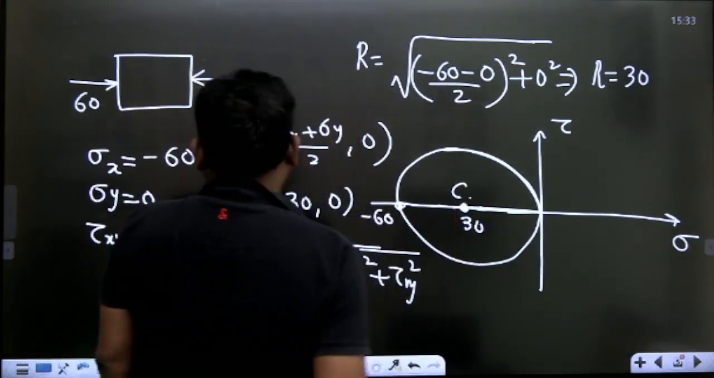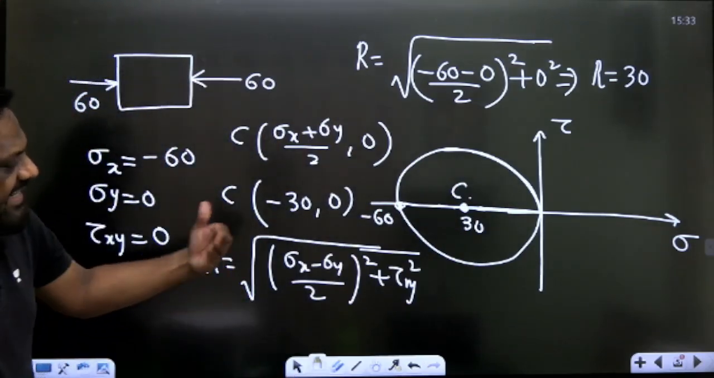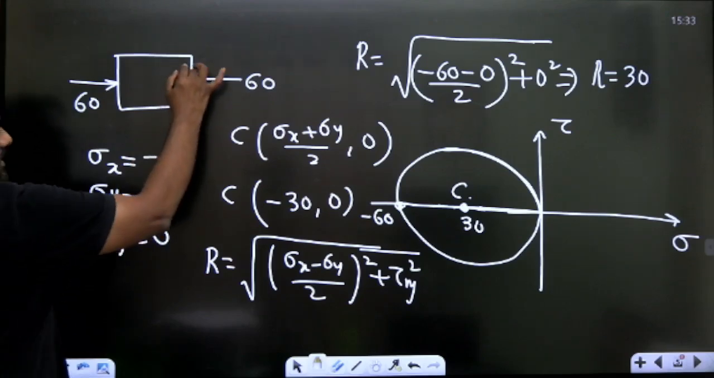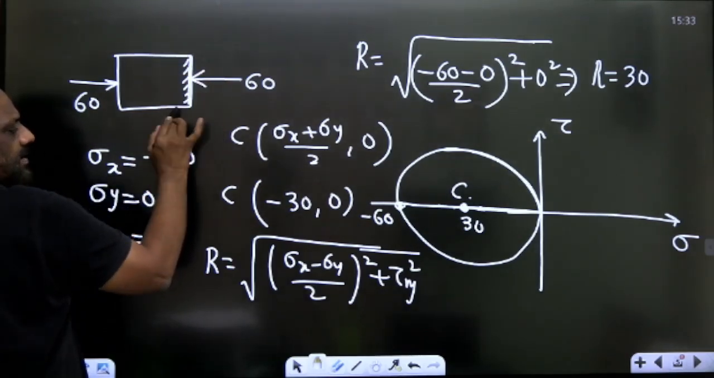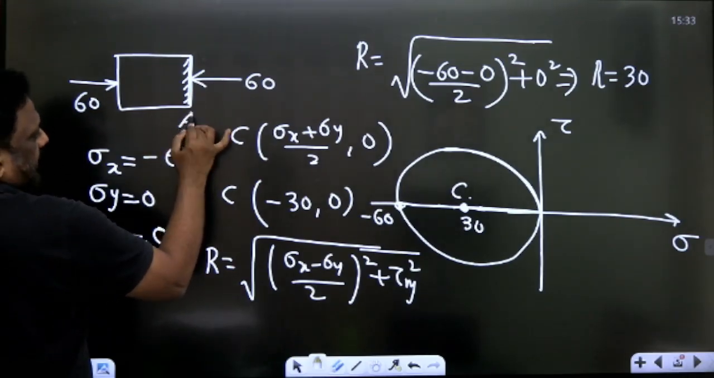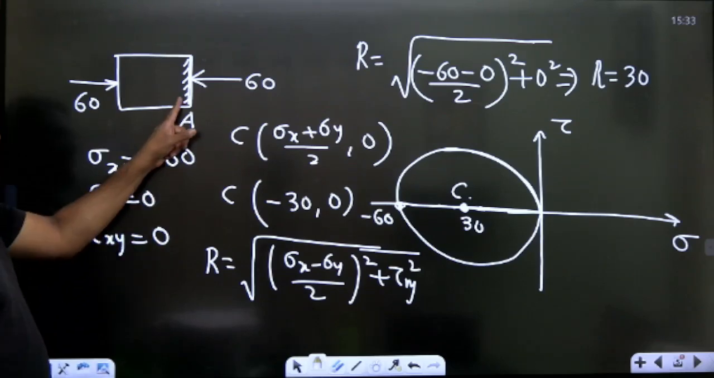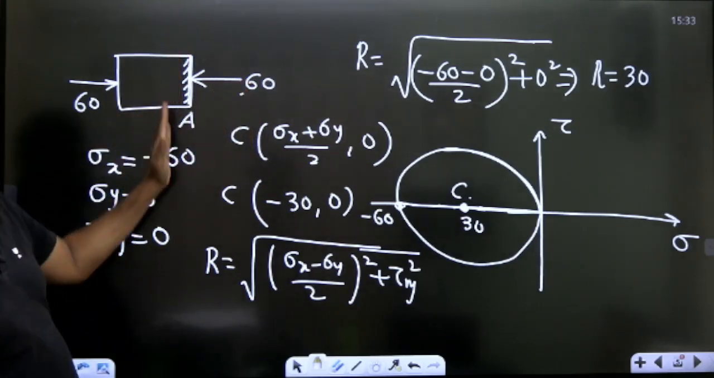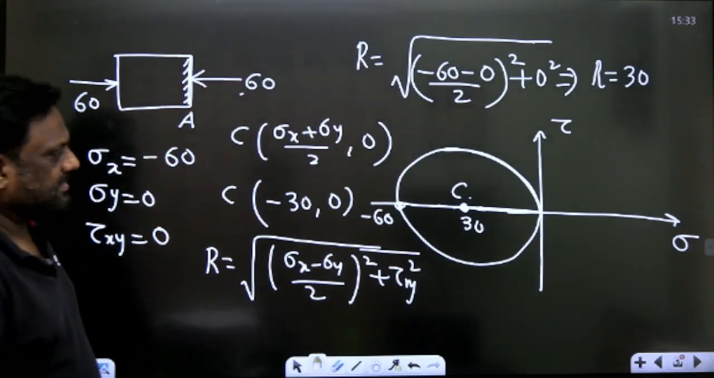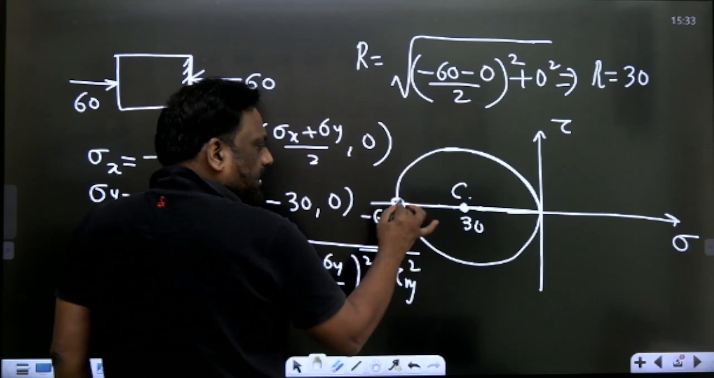Now, let us take any reference plane. Let me take this as the reference plane, and let us call this plane A. On this plane, there is a compressive stress of 60 and there is no shear stress. So which plane could that be? Look, here what are the coordinates of this?